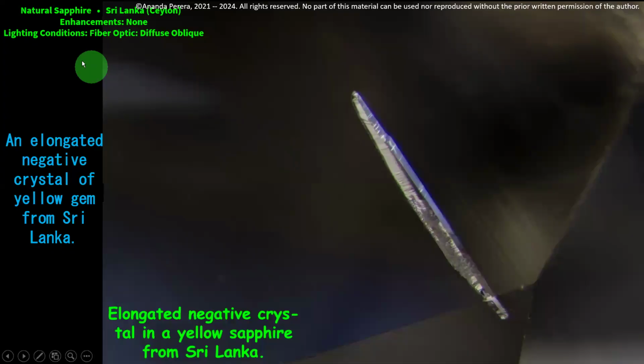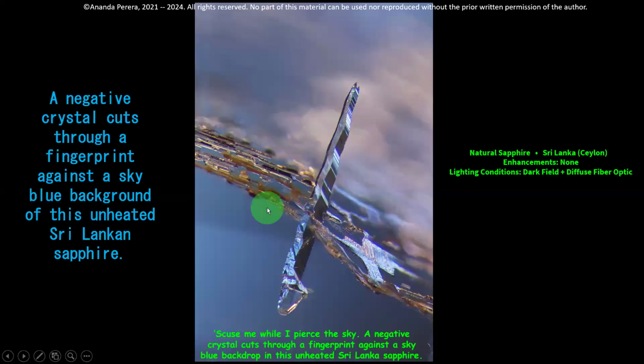What is this? The lighting condition here is fiber optic, diffuse oblique, and an elongated negative crystal is here. An elongated negative crystal of a Sri Lankan yellow sapphire. This shows it is a natural, not heated stone.